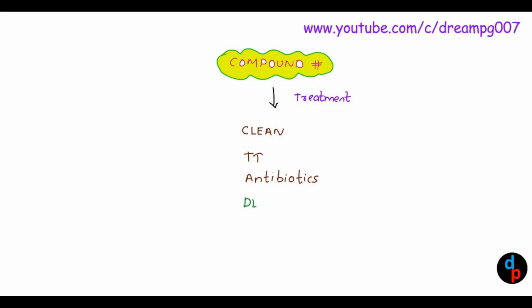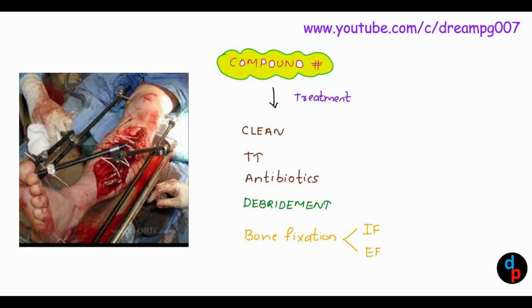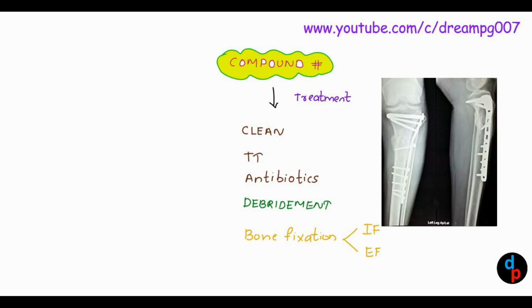The necrosed part of the soft tissue should be debrided and the bony injury should be dealt with bone fixation. Usually we prefer external fixation for compound fracture, but in low grade injury we can go with internal fixation also.